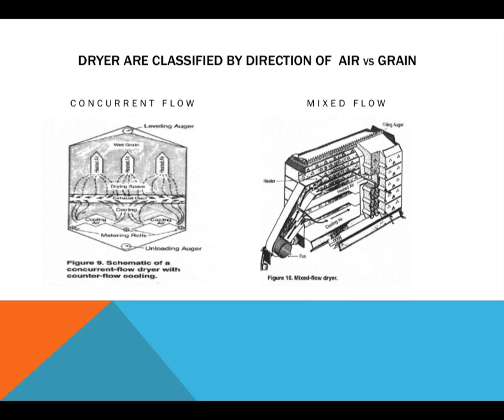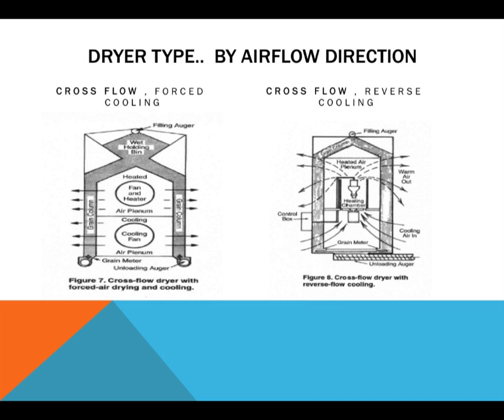Generally, dryers are classified by the direction of the airflow versus the grain. At least that's what I've been taught, and maybe I'll get corrected here today. But we're going to look at a few, I think 3 or 4 basic types. Concurrent flow, where the airflow stays concurrent with the grain stream all the way through. Mixed flow, that's kind of what it says. The flow is mixed, where you have the air going with the grain and across the grain stream. Cross flow, forced cooling.